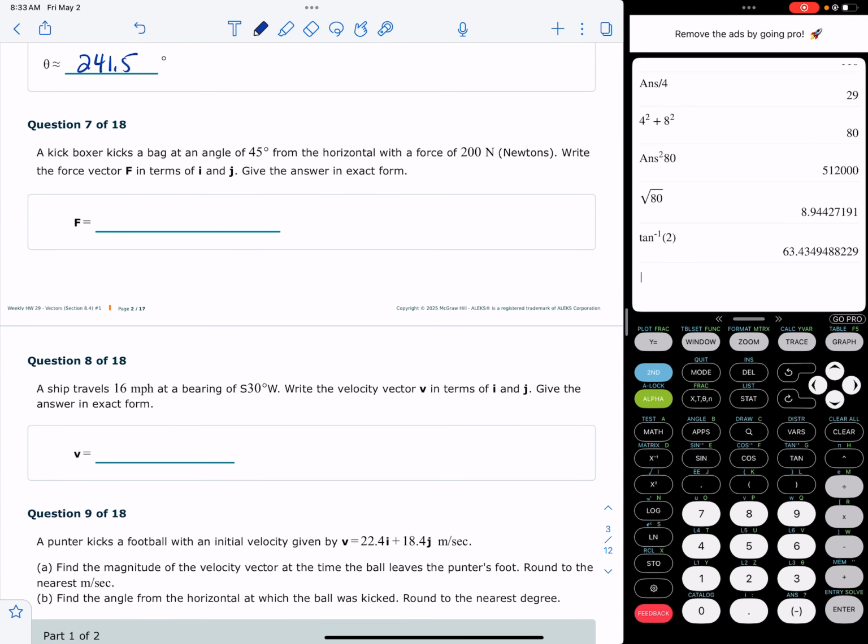All right, a kickboxer picks up a bag with an angle of 45 degrees from the horizontal with a force of 200 newtons. Write the force vector in terms of i and j. So we do the same thing. 200 cosine 45 and 200 sine of 45, and you should get 100 square root of 2 i plus 100 square root of 2 j.